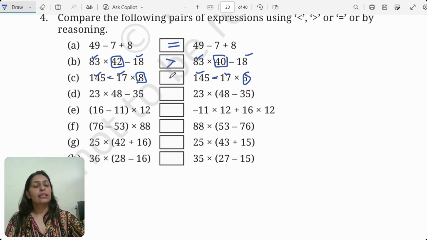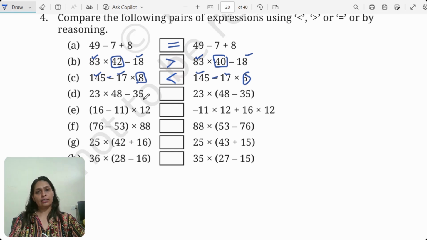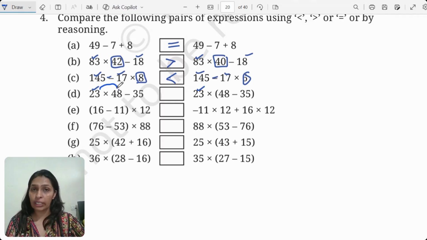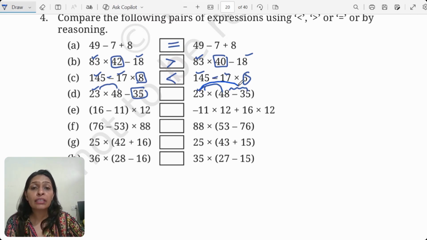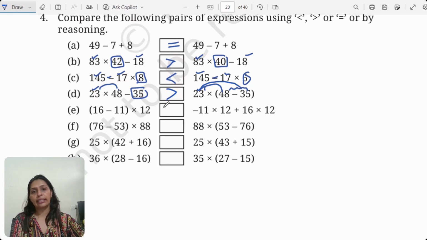Okay, so hence this number is greater than this. Okay, next is 23 and here 23 and 48. Here we are multiplying 23 multiplied by 48, and we have answer 35. Whatever answer we get, 35 is going to be subtracted from that. But on the RHS, we are multiplying 23 with the difference of 48 minus 35. So it means that we have to multiply 23 by 48 also and 23 by 35 also, which is going to get me a lesser number. So this one is greater.